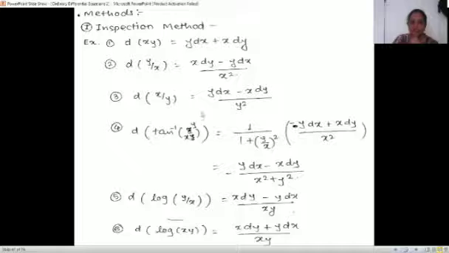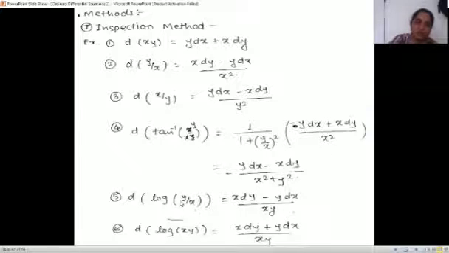Similarly, if it is x by y, here it will be y square, and here it is y dx minus x dy. Similarly, if such terms are there, these are the derivative of tan inverse y by x, that is 1 upon 1 plus y by x square into the derivative of y by x. So these are by inspection method.